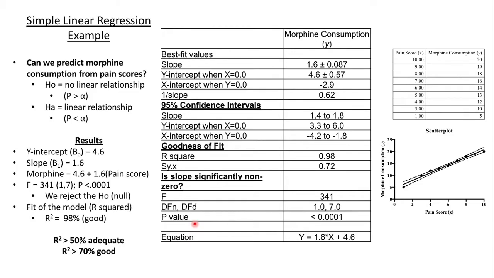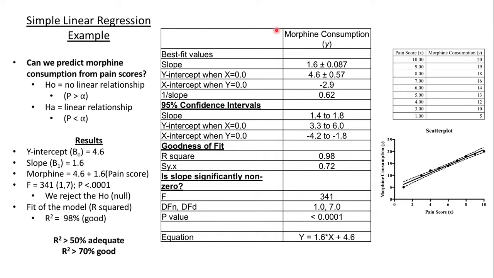All right, so let's go through an example of a simple linear regression. This is from our example that we talked about earlier. Can we predict morphine consumption from pain scores? Our null hypothesis, or the H sub 0, is no linear relationship, meaning our probability is greater than our alpha of 0.05. An alternative hypothesis, or the one that we're predicting, is that there is a linear relationship, and we will accept that if our p-value, our probability, is less than 0.05.